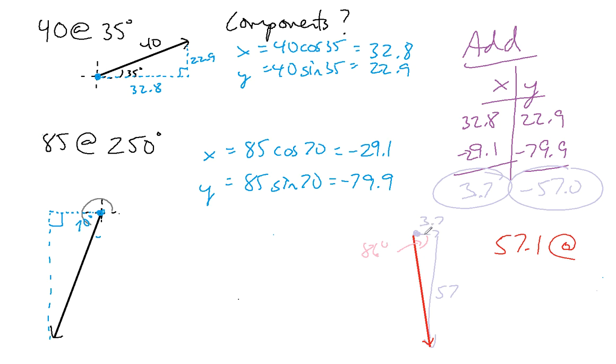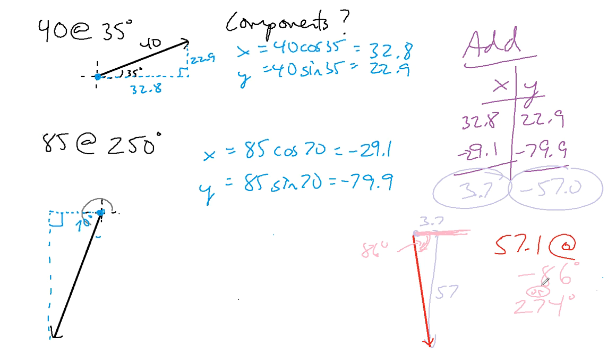Now here's my positive x-axis, and all angles are typically measured from there. And it's 86 down. You could wrap it all the way around to be like 274, or you could just say 57 at negative 86 degrees. I would just like to use the negative 86. You could wrap it all the way around and say 274 if you wanted to. Doesn't matter. But I'd use the negative 86.